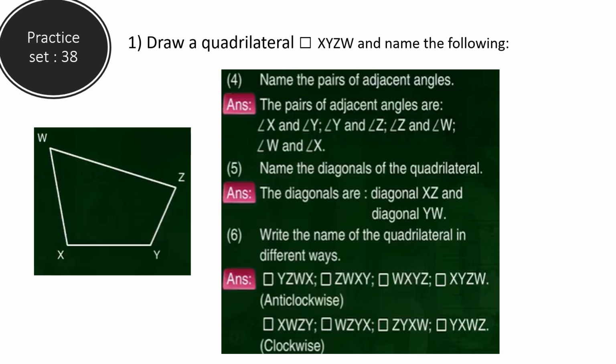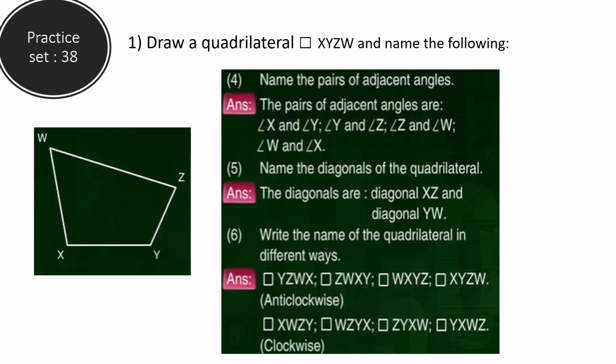Now we are moving towards our practice set 38, where a quadrilateral is drawn and we have to name the following, with the questions asked and their answers. The first one is name the pairs of adjacent angles. Adjacent angles means angles which are neighbors to each other, that is angle X and angle Y, then angle Y and angle Z, and angle W and angle X. Diagonals of quadrilateral, we know there are only 2 diagonals joining the opposite vertices, right? So diagonal XZ and diagonal YW.